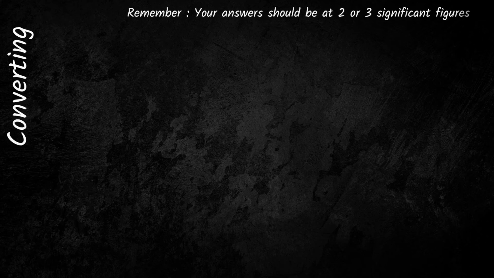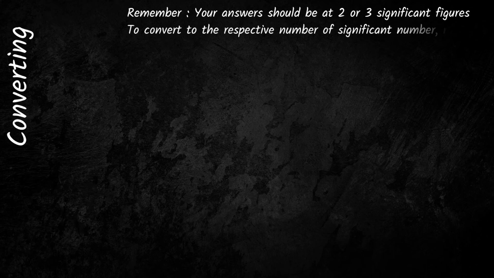So in physics, you won't be required to figure out how many significant figures there are. Your job will be to make sure that your answers are correct to 2 to 3 significant figures. Your answers have to be at 2 to 3 significant figures, or you won't get a mark for the answer. So to convert numbers to a certain number of significant figures, you need to essentially round off the digit after that.